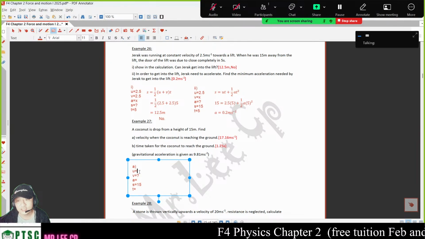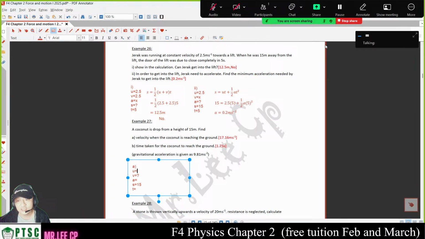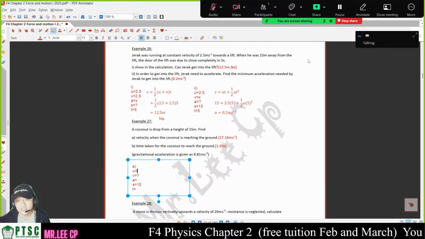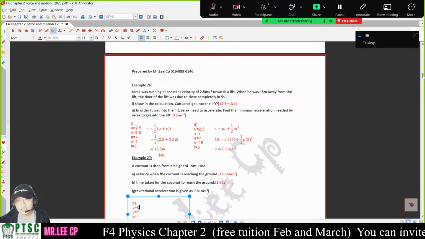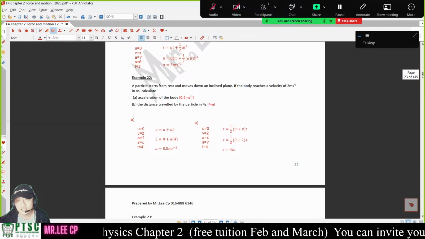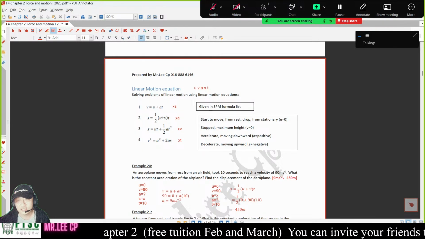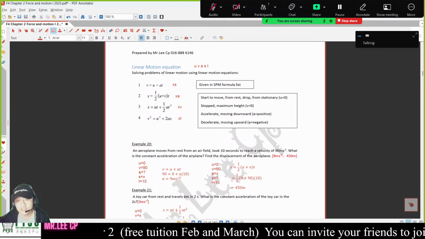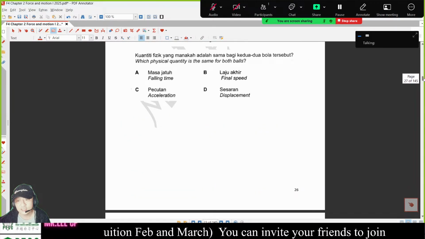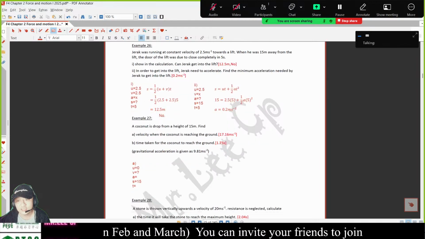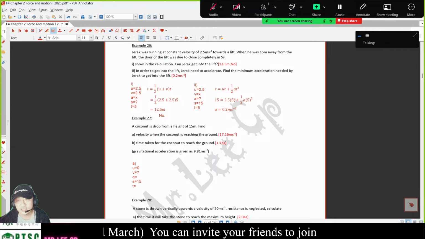So, how much is the U? Alright. So, a coconut is dropped. So when you drop, before it drops, the velocity is 0. When it drops, the initial velocity is 0. So we can put it up to here. Now start to move from rest or drop. When the question says drop, U is equal to 0. Or stationary, from stationary. So the drop here will give you U is 0. Find the velocity when it reaches the ground.